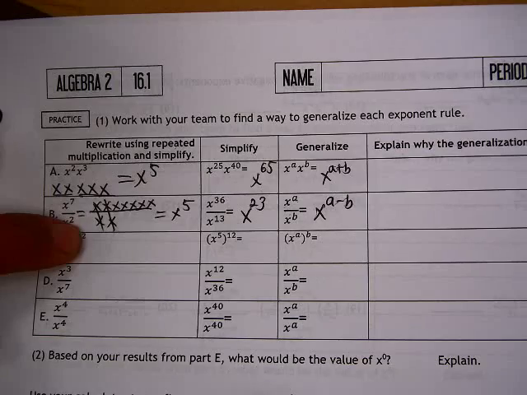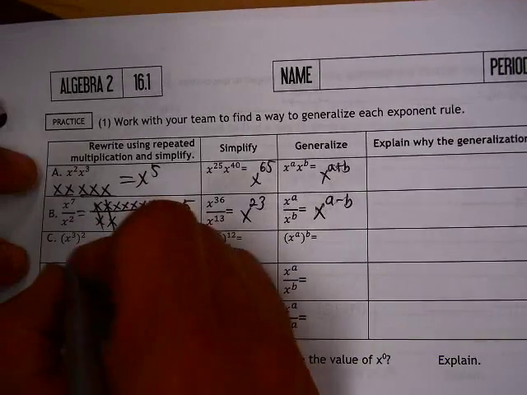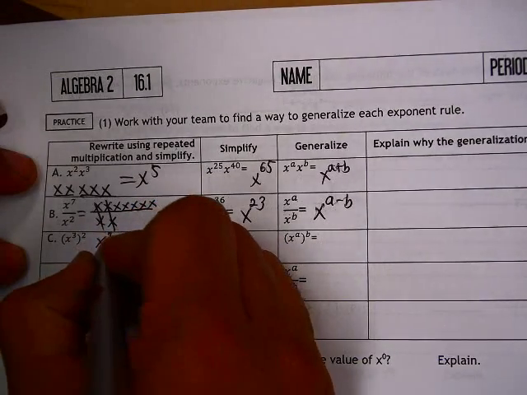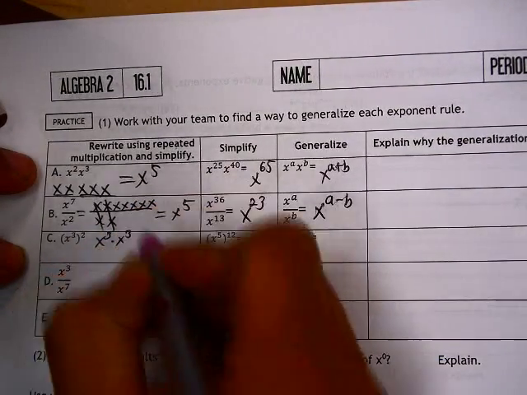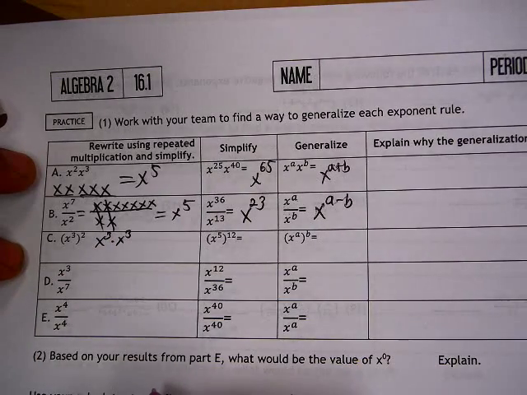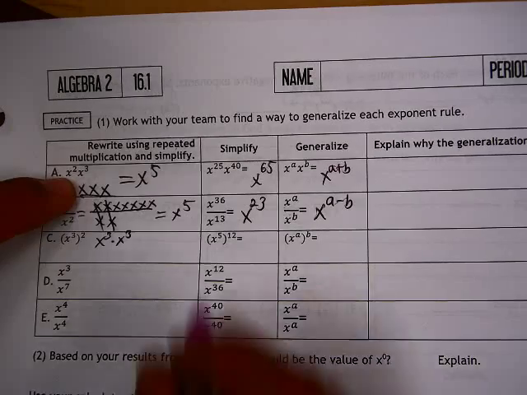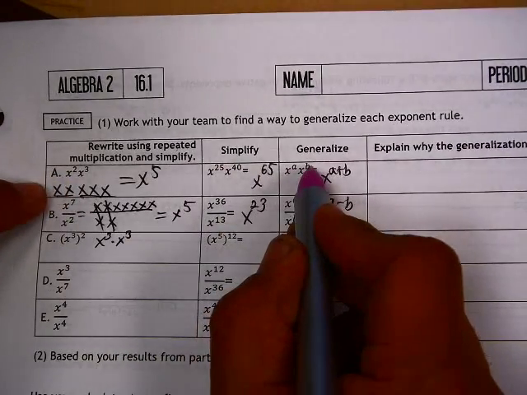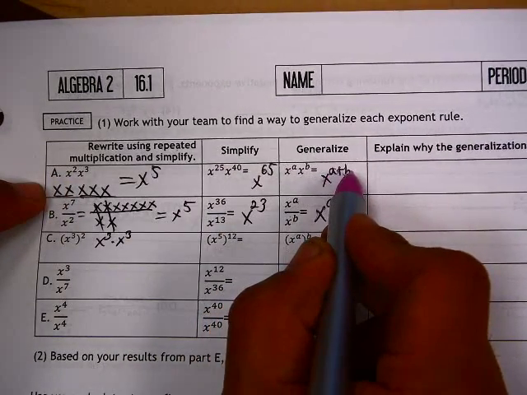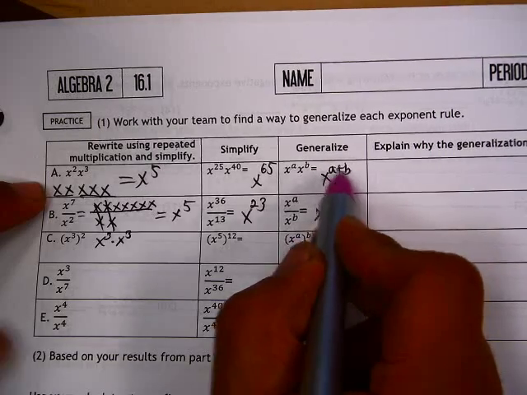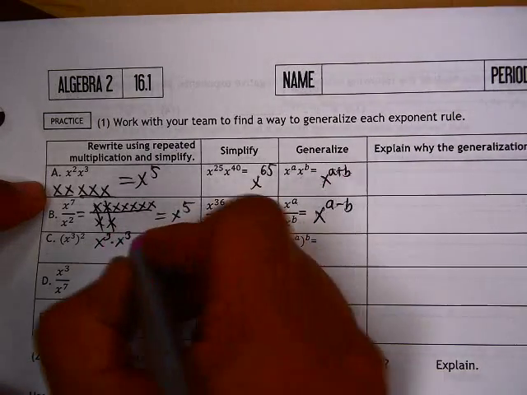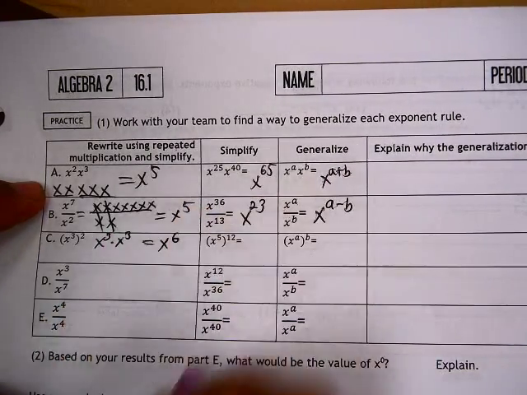X cubed squared. The squared tells you to write the number inside the parentheses twice. So that would be the same as x cubed times x cubed. Let's immediately apply rule A. X to the a times x to the b equals x to the a plus b. I add the two exponents. So 3 plus 3 is equal to 6.